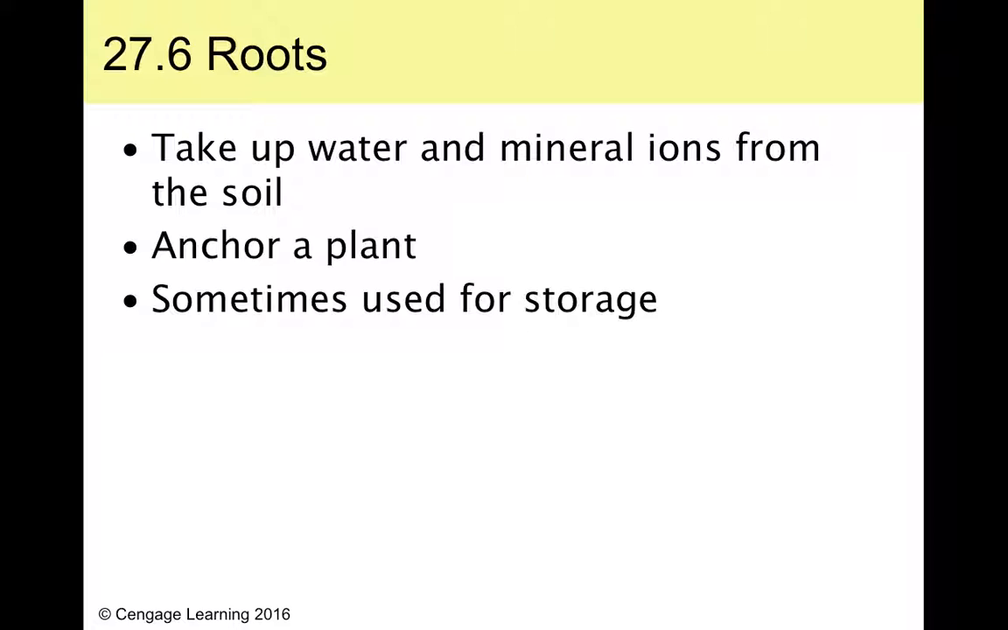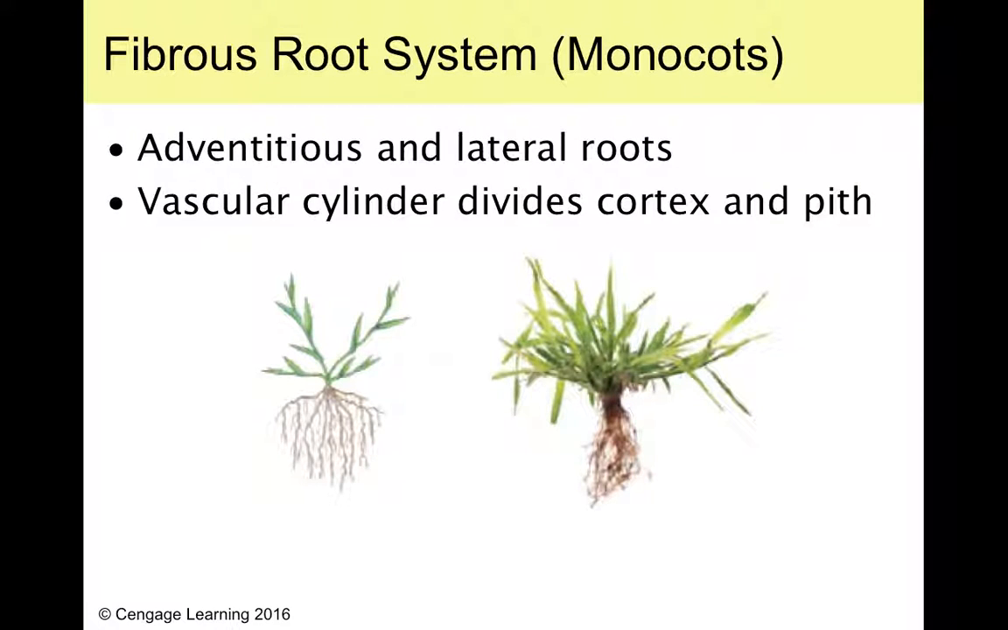Sometimes they can be used for storage, and we can take those storage roots out of the ground and eat them. Most certainly a carrot is probably our most common example of that, but there are other carbohydrate forms in roots that we can eat. Dandelion roots, for example, you can eat those as well. Just make sure they weren't sprayed with anything weird first.